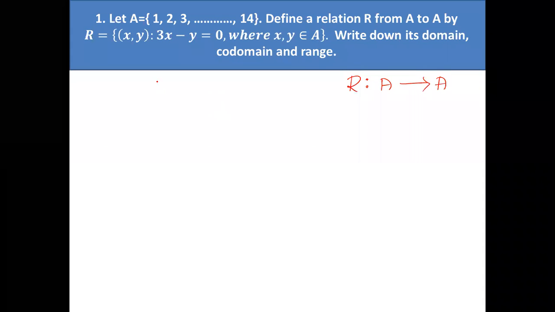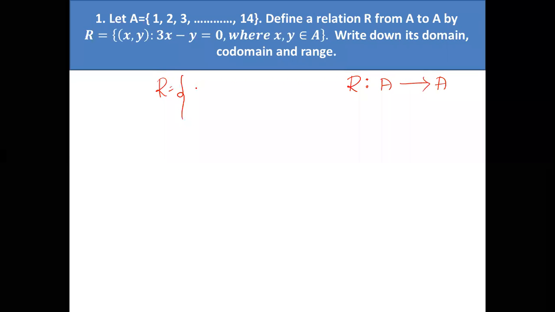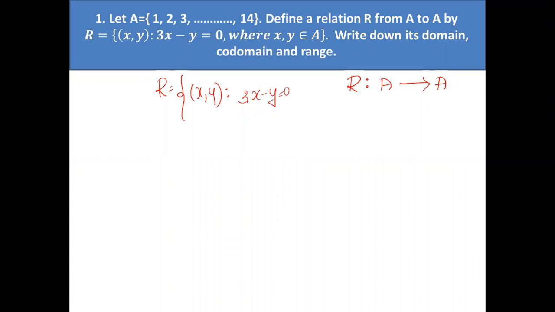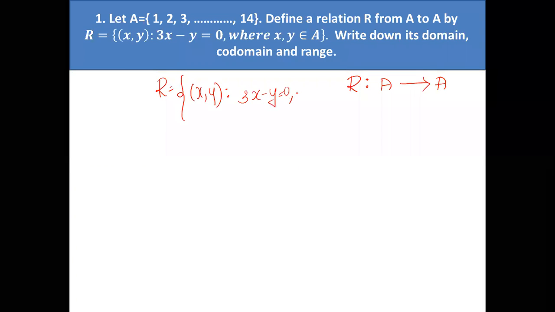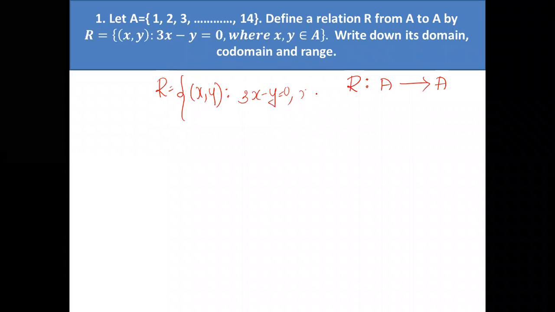How have they defined it? R is equal to the set of all x comma y, ordered pairs x comma y. But what is the relation between x and y? 3x minus y is equal to 0. The x and y you take should satisfy this equation. What else have they told? x and y should be in A.